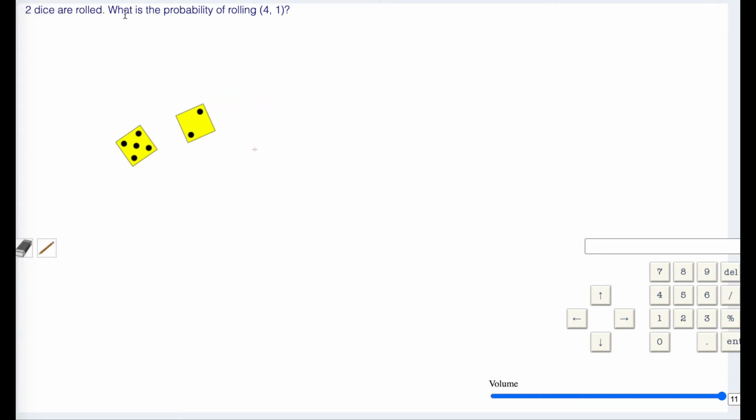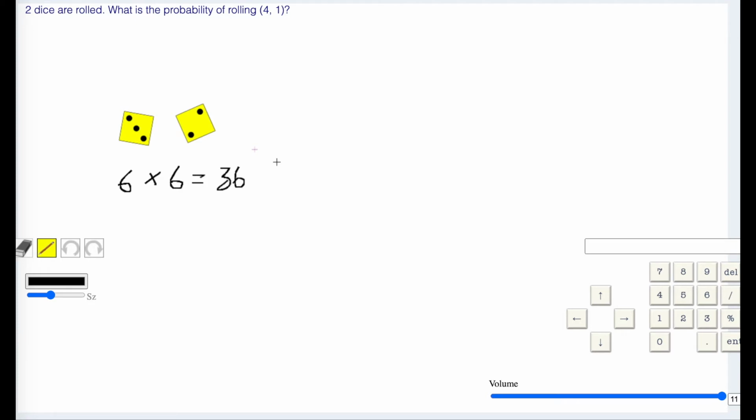2 dice are rolled. What's the probability of rolling a 4 and a 1? This is just 1 outcome out of 6, and here you have 6, so 6 times 6, 36 different outcomes altogether. All right, so the basic counting principle tells us the number of ways of rolling the first die times the number of ways of rolling the second die is 36 ways altogether. And this is just 1 outcome out of the 36. 1 out of 36.